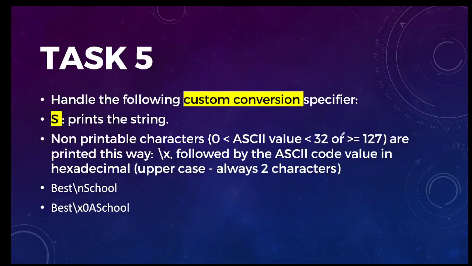Okay. Now the next task is asking you to handle a custom conversion specifier. You're supposed to do it for the character capital S. Now, whenever you are reading the task and you see custom conversion specifier, this should let you know that this specifier does not work with the usual printf function. You are supposed to come up with a code logic to be able to execute or implement that functionality that they are requiring. That is very critical.